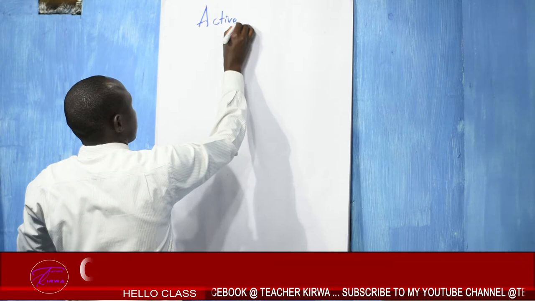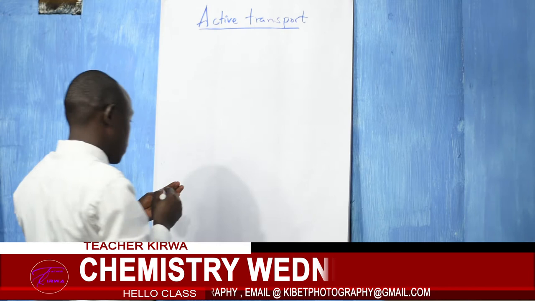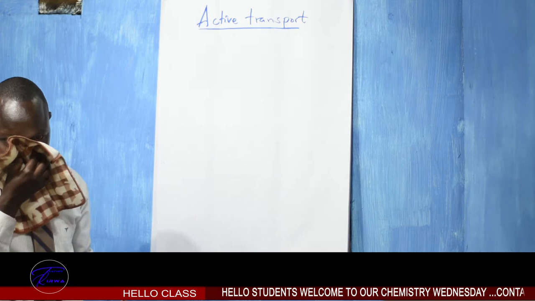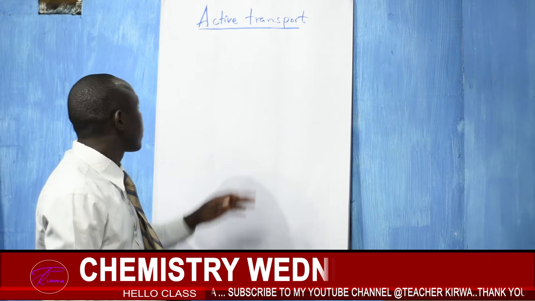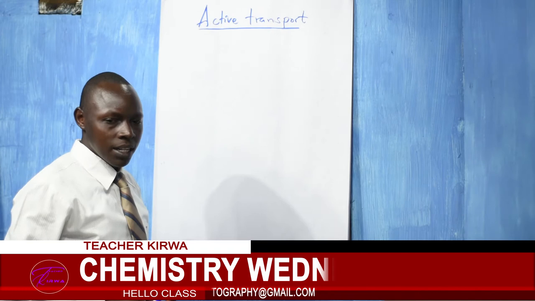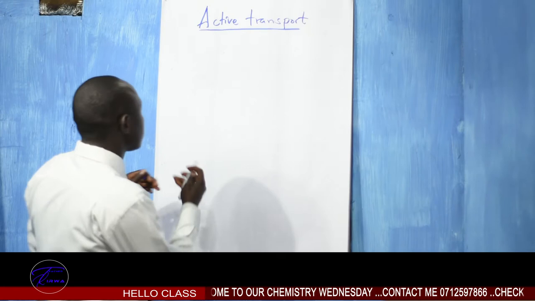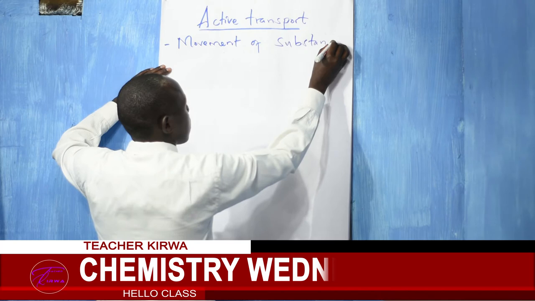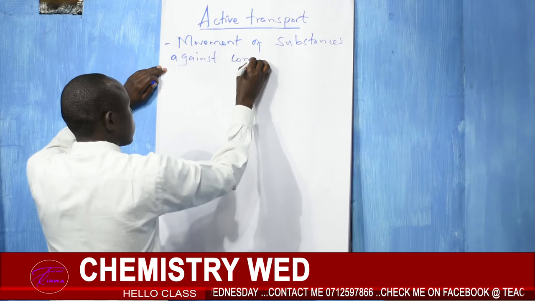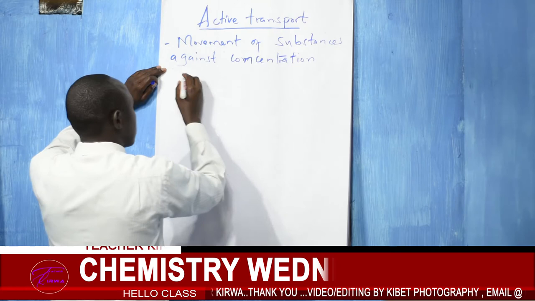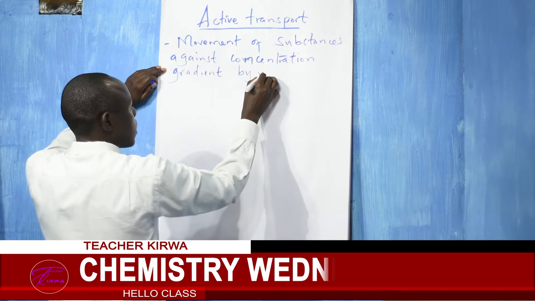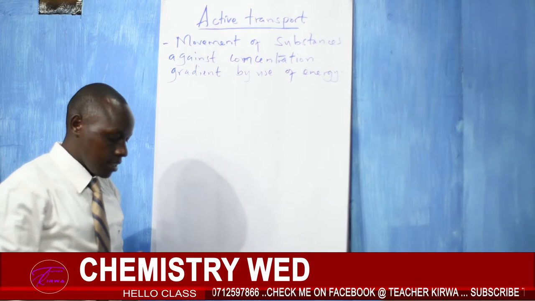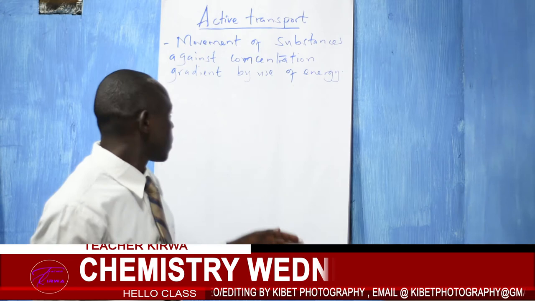Active transport. Here we have two terms. We have active. Now, active means energy. Anything active means there is some use of energy. So this is use of energy in transport. Therefore, we define active transport as movement of substances against the concentration gradient by use of energy. Movement of substances against the concentration gradient by use of energy is referred to as active transport.